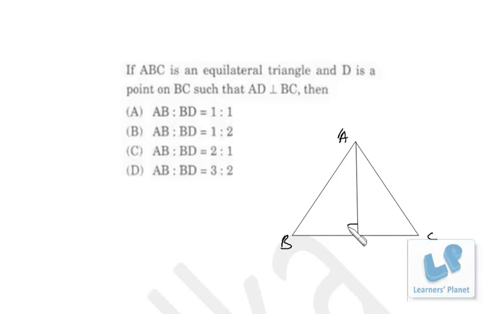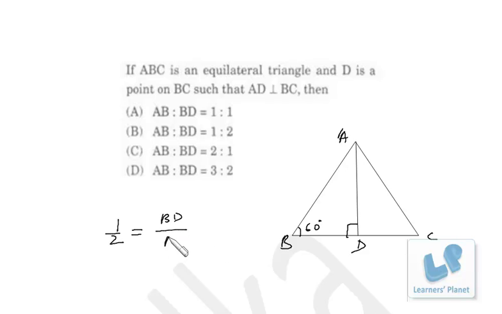Now AD is perpendicular to BC. Now this is a right angle triangle with this angle as 60 degree. Now we have to find out the ratio of AB and BD, right? Now this is a right angle triangle. AB is hypotenuse and BD is base, right? And the angle between these two is 60 degree, right? So the relationship between base and hypotenuse is given by cos theta. So here theta is what? 60 degree. So cos 60 degree is what? Half, right? So half is equal to BD by AB.